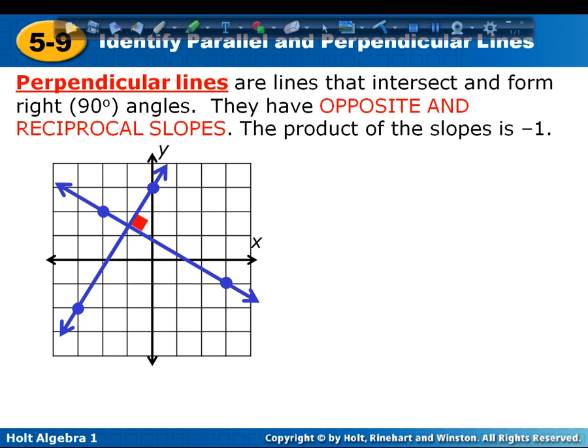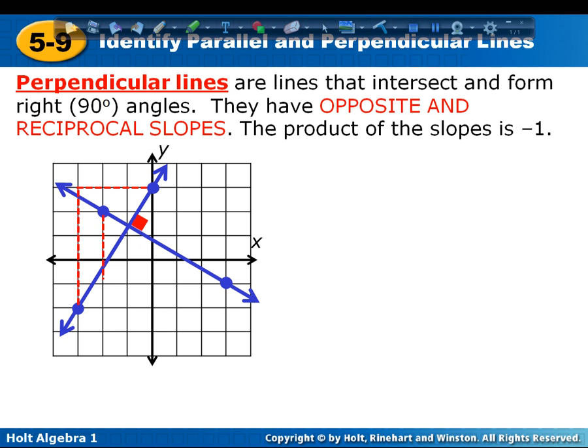Perpendicular lines are lines that intersect and form right 90-degree angles, and they have opposite and reciprocal slopes, meaning one's positive and one's negative, and you have to flip the fraction. And it says the product of the slopes is -1, meaning that if I multiply them together, I should always get -1. And this is an example of that.